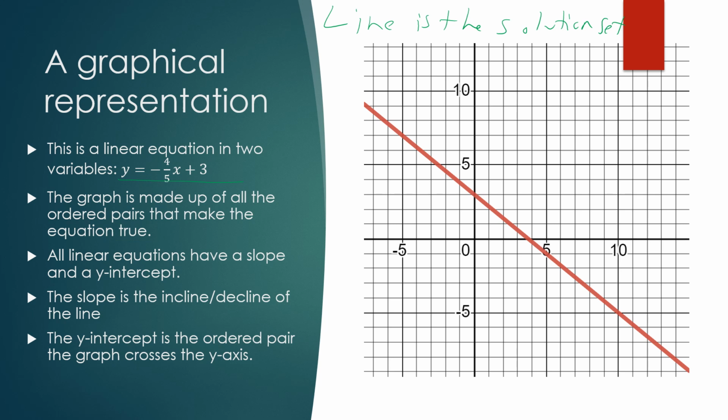All linear equations have a slope and a y-intercept. The slope, by definition, is the incline or decline of the line, while the y-intercept is the ordered pair where the line crosses the y-axis. If we look on this graph, the y-intercept would be right here, which is the ordered pair 0, 3. This is my y-intercept.